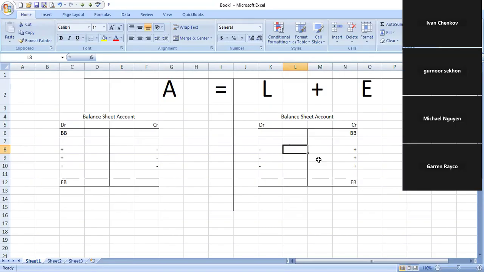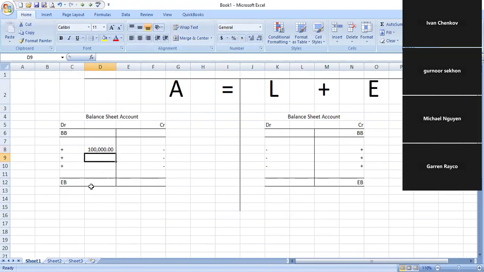Now, what will be a simple example here? A simple example will be the owner invested $100,000 cash. So what's going to happen in that case? The company is going to get cash, $100,000, and the cash is going to go up on the debit side, and we're going to call this account cash in this case. So now we have to be in balance. What does that mean? It means that on the other side of the equation, we also have to make a record for $100,000.